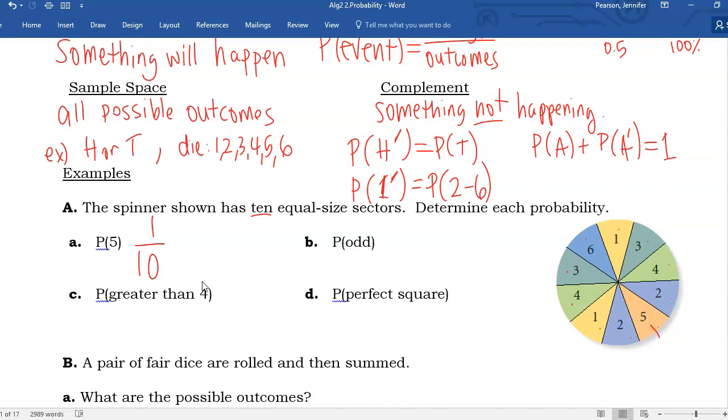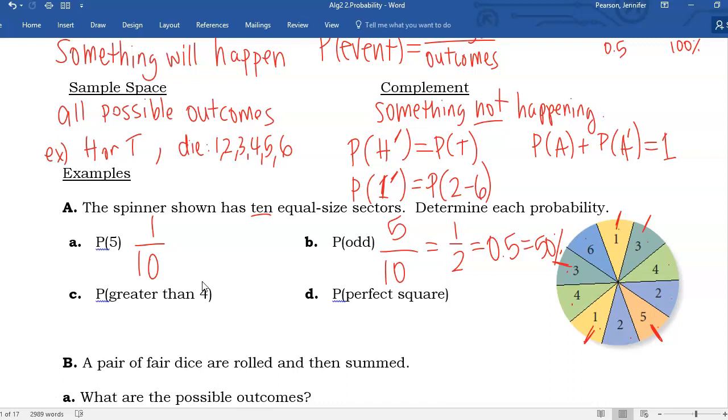Okay, I'm going to look at my odds. So 5's odd. Even, odd, even, odd, even, odd, odd, even, even. So I got 1, 2, 3, 4, 5. 5 odds out of 10 equal-sized sectors. Now, if you want to, you can reduce your fractions. You can even switch them to decimals. You can even switch them to percentages. All those answers are correct. I'm not going to be particular about reduced fractions or decimals or percents.